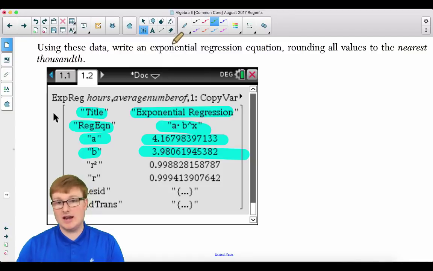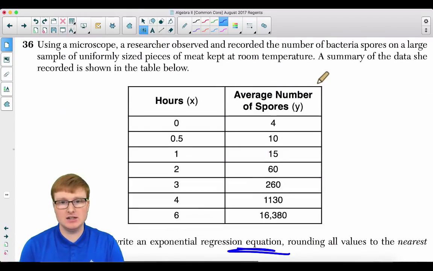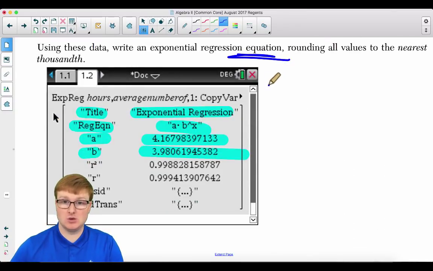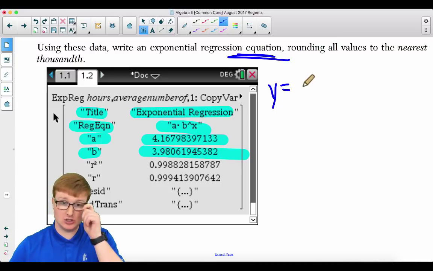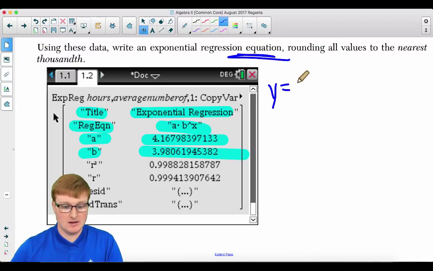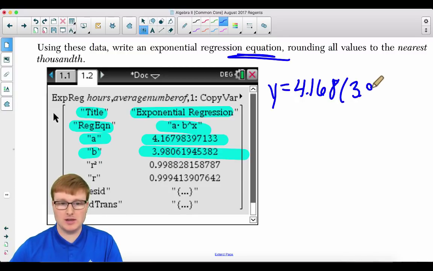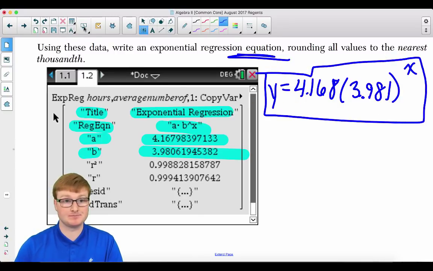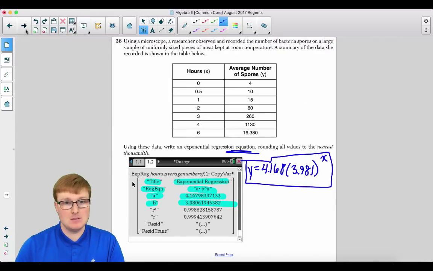Now what you need to do is on the right-hand side, just write an exponential regression equation. It's an equation, so you have to write y equals somewhere. Since it's an x and y, I'm going to write y equals. So y is equal to, and it says round to the nearest thousandth. That is 3 decimal places to the right. So that is going to be 4.168 times 3.981 raised to the x power. Ladies and gentlemen, that is the answer to this part of the question. Not too bad. Moving on to the second part.